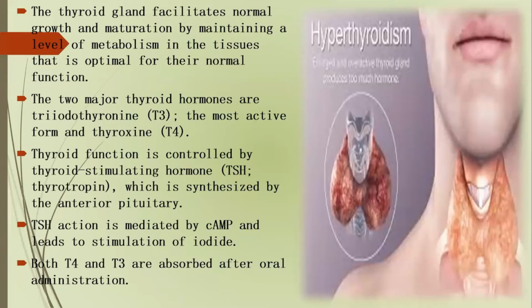The function of the thyroid is controlled by the thyroid stimulating hormone, which we call TSH, or thyrotropin, which is synthesized by the anterior pituitary gland. It acts as mediated by cAMP and leads to stimulation of iodide uptake. Both T4 and T3 are absorbed after oral administration.